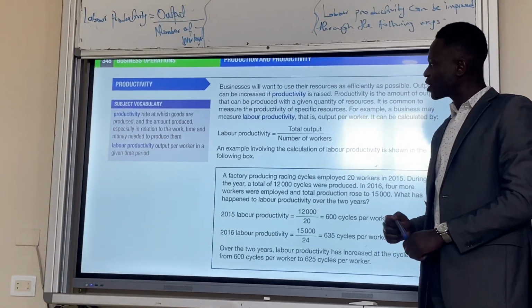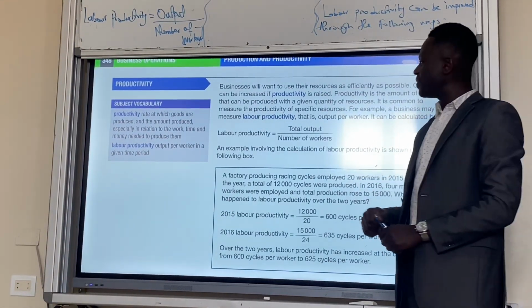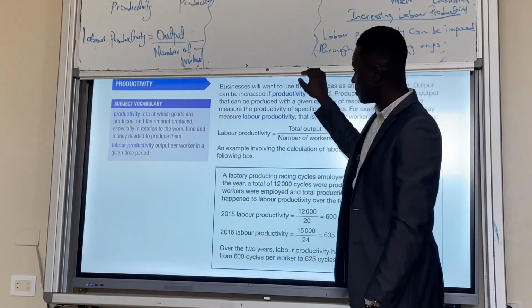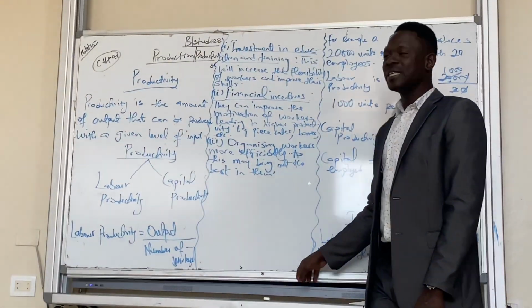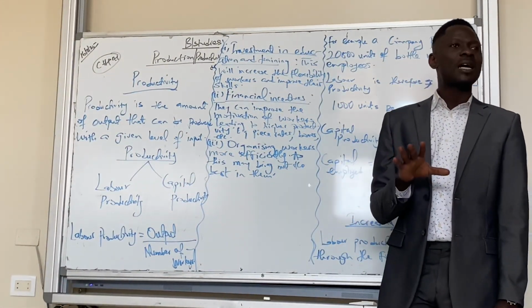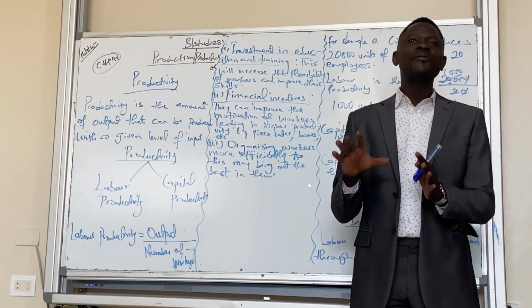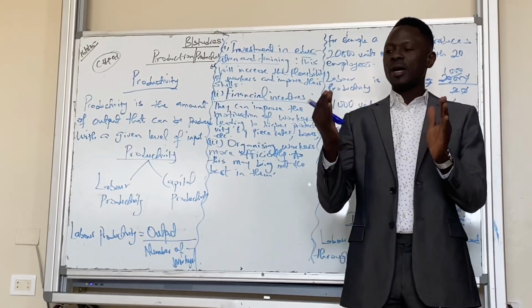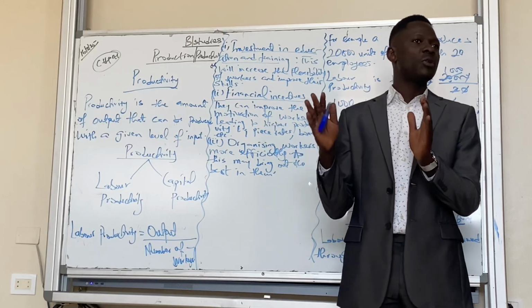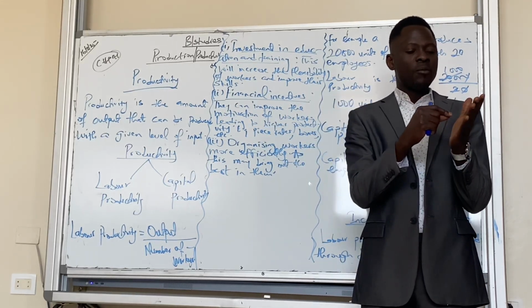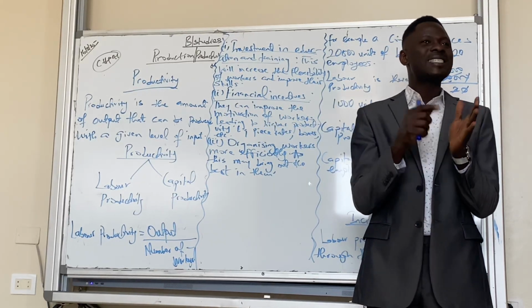Yeah, we'll continue with production and productivity. Now we're going to productivity. When we talk about productivity, it simply means the amount of output that can be produced given a level of input. So output divided by input, that is productivity. So how much more can we produce when we have certain input?